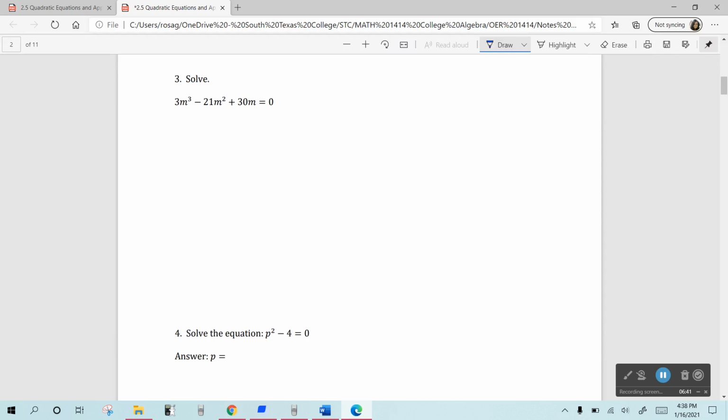Now if you look at this one, they have a whole bunch of m's. When everybody has an m, you have to take out the greatest common factor. So in this case, it would be 3m. I'm left with m squared minus 7m plus 10 equals 0. So 3m equals 0.